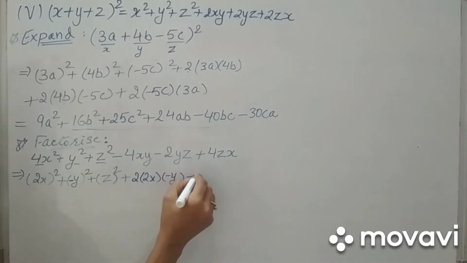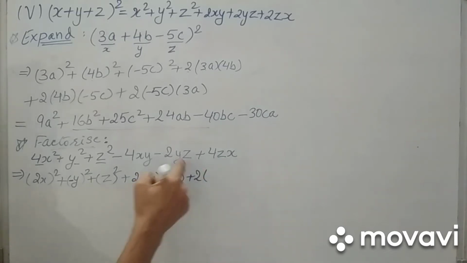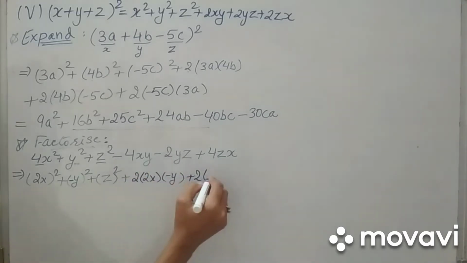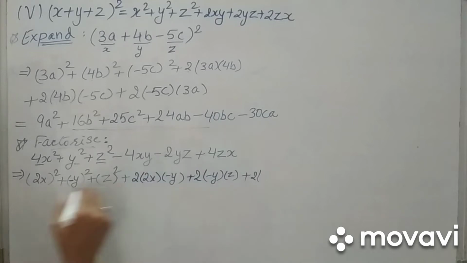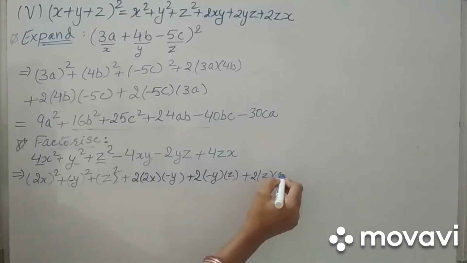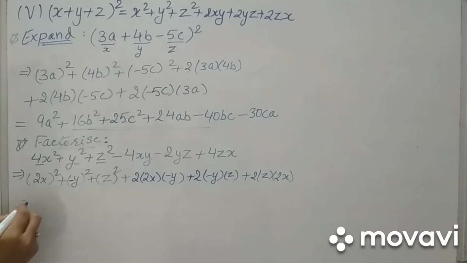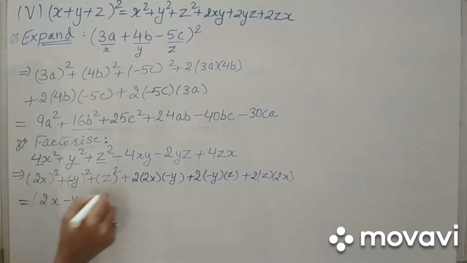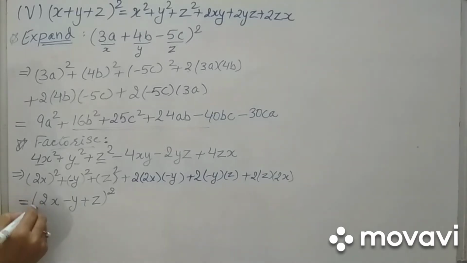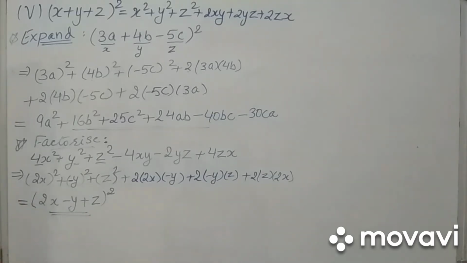Understood? Same way here also. Now we got which is the negative one. Now yz I want, so minus y I will write and z, plus 2 into z into 2x. So this will give me the factor (2x - y + z) whole square. Got it, beta? In both the forms, they can ask you the question, either expand or factorize.